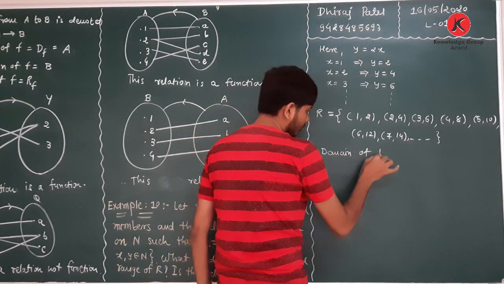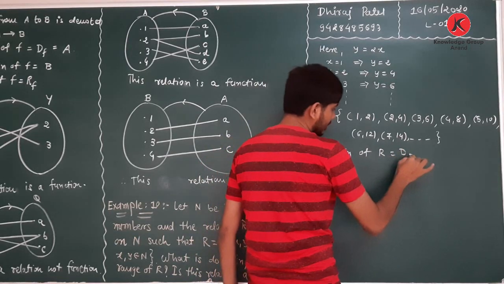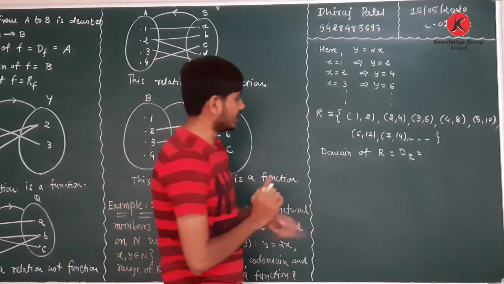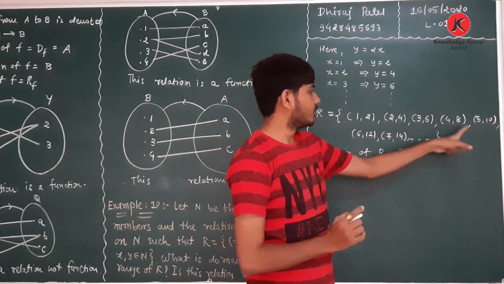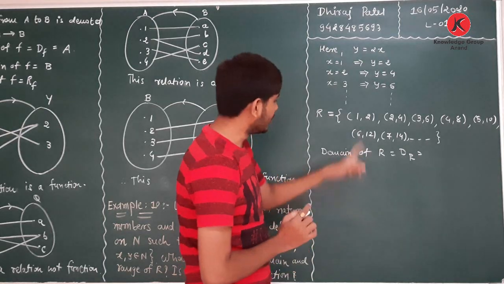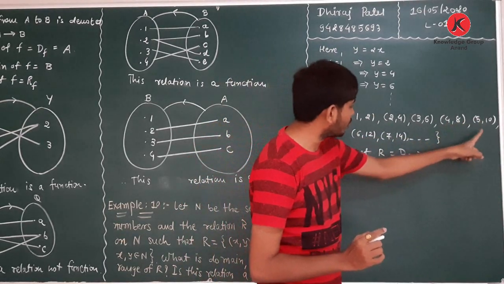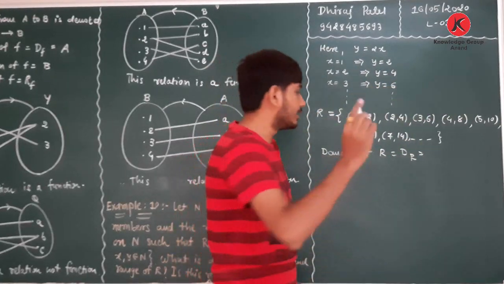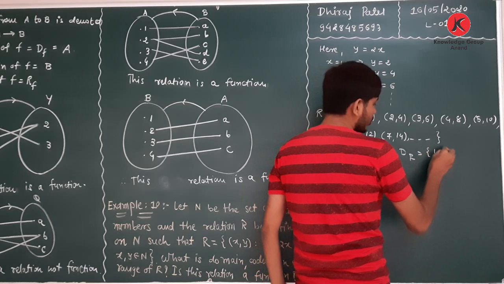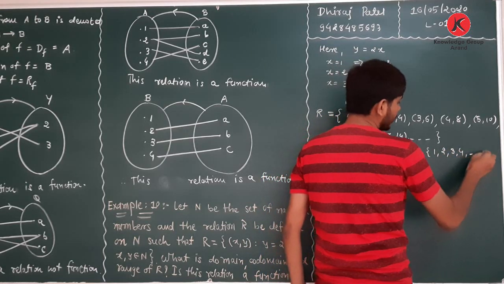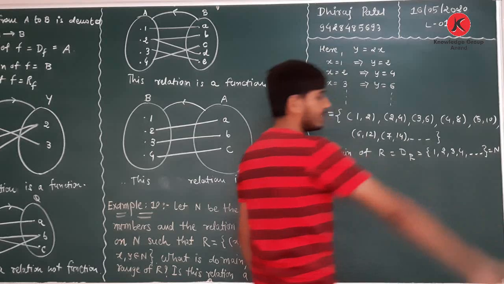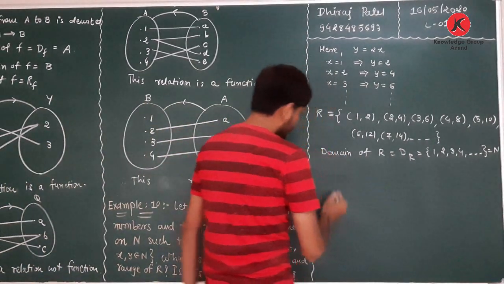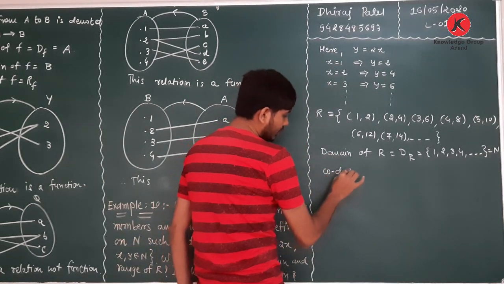So domain of R, which is denoted as D of R. What is the domain of this relation R? So we can say that the set collection of first elements of order pair. That means 1, 2, 3, 4, 5, 6, 7, 8, 9, 10 up to infinite. That means we can also say that it is our set of natural numbers. તમે ત્યાં capital N બી represent કરી શકો. Clear?